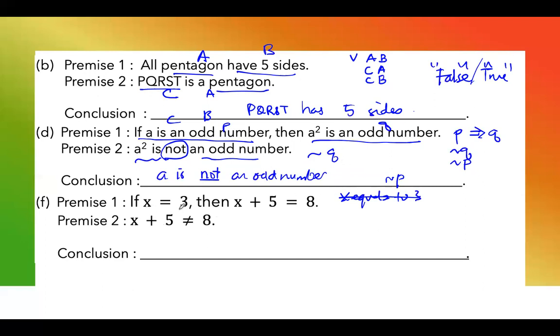Then the next one: if x equals 3, x plus 5 equals 8. This one has a not-equal symbol here, so we are using type 3. x plus 5 not equal to 8, then the answer must be x not equal to 3, because this is if P then Q, not P. This is how you determine the conclusion for an argument. It's either type 1, type 2, or type 3.